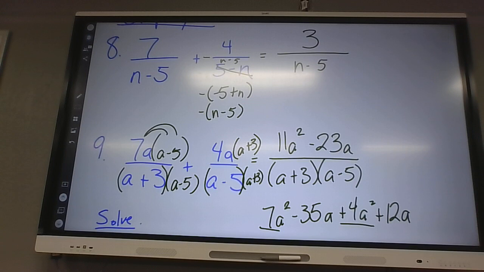Okay, we don't really need the top. You could take an a out, but it's not going to help you in this case. It won't reduce with anything, so you can just leave it like that.